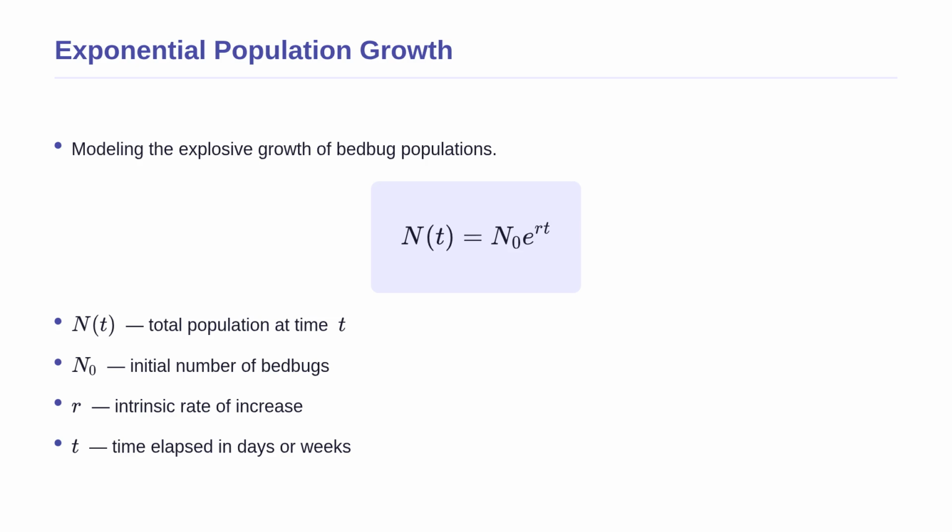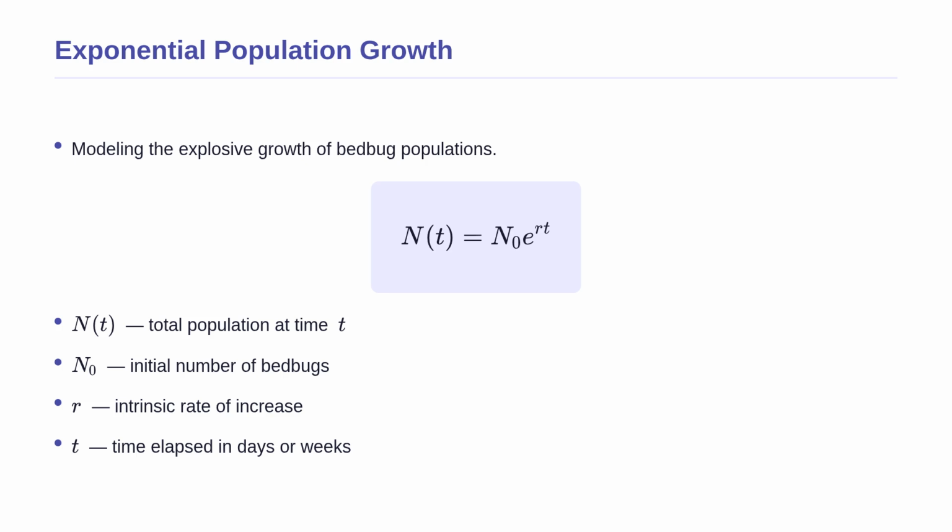To predict this explosive growth, we use the standard exponential population growth formula. Conceptually, this formula describes how a population multiplies continuously over time when resources are unlimited. Let us break down the symbols.